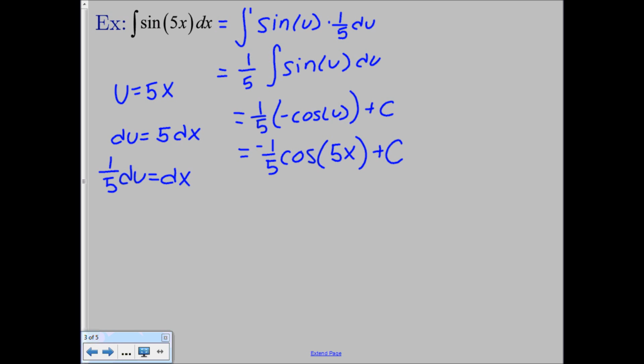So our final answer is just going to be negative 1/5 cosine of 5x plus c. So there you go. That problem was only 4 lines long, and it seemed like it was going to be a little bit more complicated from the get-go, which is why u substitution is such a great method. So 2 more examples.